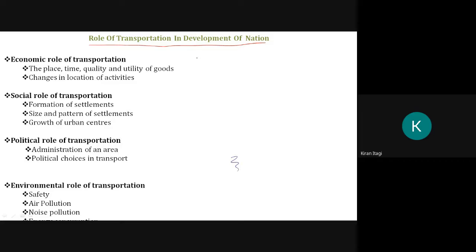Now, what is the role of transportation in development of nations? See, why do we need a road in our country? What is the use of a road, and what does it contribute to our nation?